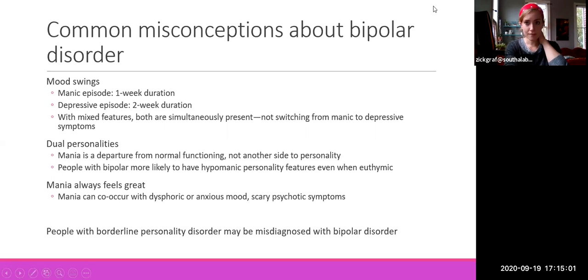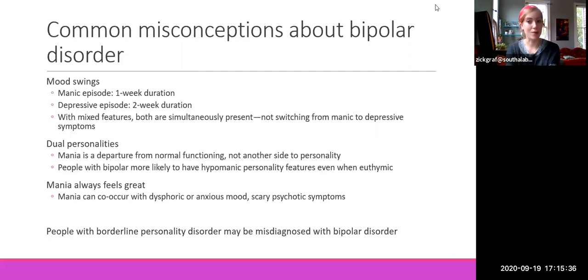Okay, so that was kind of an overview of what bipolar disorder 1 and 2 and cyclothymia are. But just to really clarify and make sure that I'm dispelling some common misconceptions: people will often use bipolar disorder as a colloquial way of saying moody or having a lot of mood swings. But that is not what actual bipolar disorder is. To meet criteria for bipolar disorder, you have to have discrete mood episodes where you have 1 week of mania and at least 2 weeks of depression, and they don't co-occur.